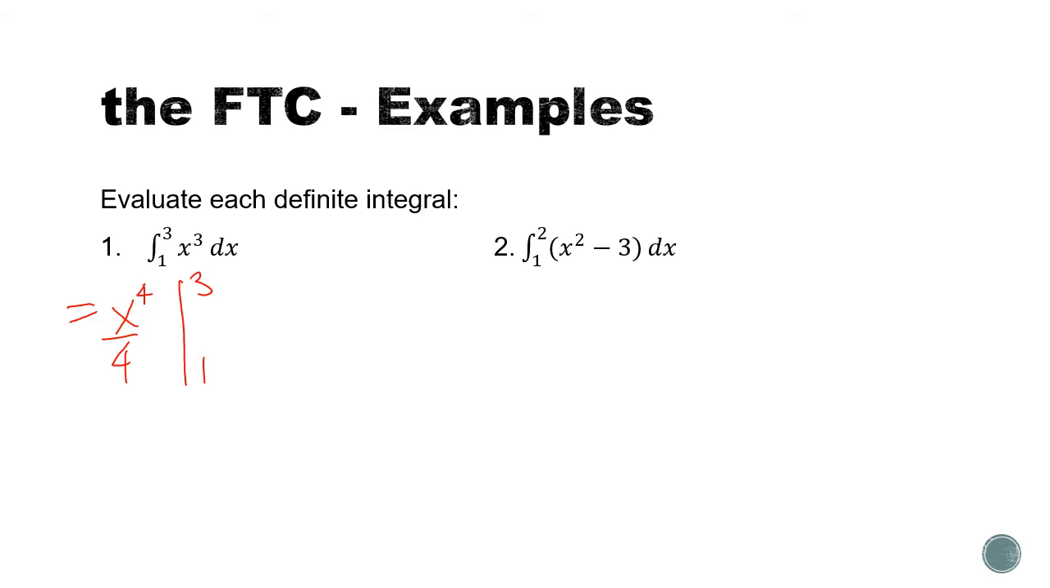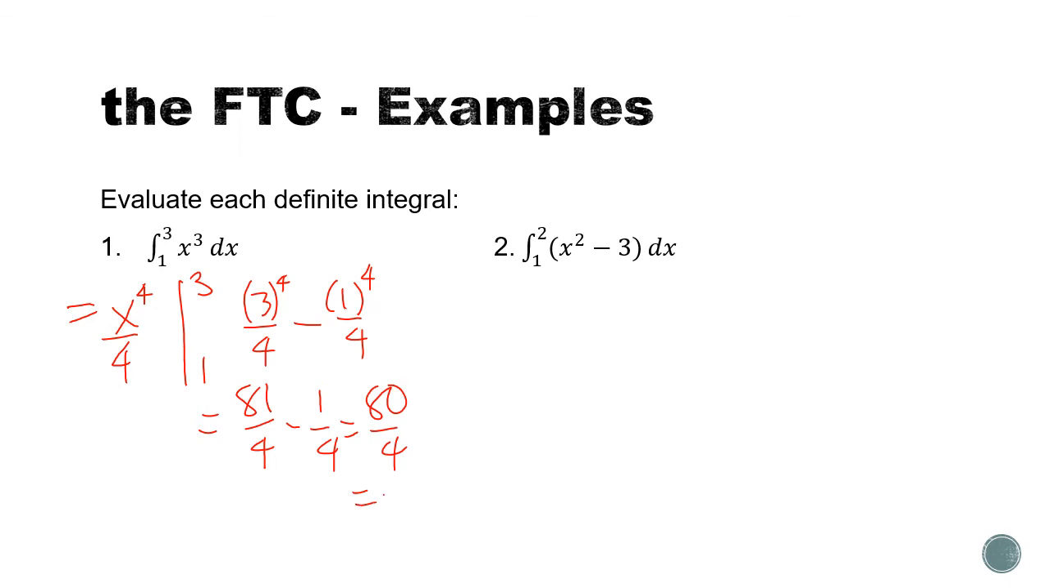I'm going to start with the bigger one, the second one. And so that would be 3 to the fourth over 4. Now I'm going to do the second one, 1 to the fourth over 4. So I'm subtracting, no big deal. This is 81 over 4 minus 1 over 4 equals 80 over 4, which equals 20. That's the answer. So the area under this x to the third curve between the interval of 1 to 3 is 20 units, whatever the units are.